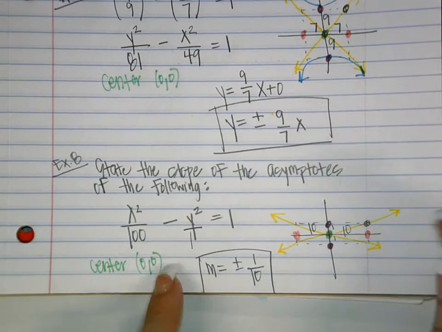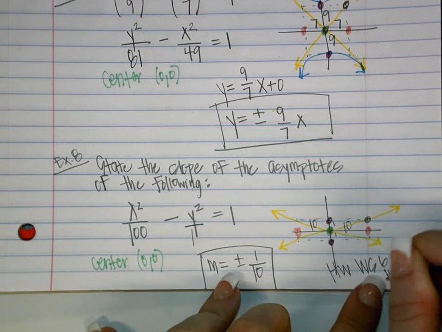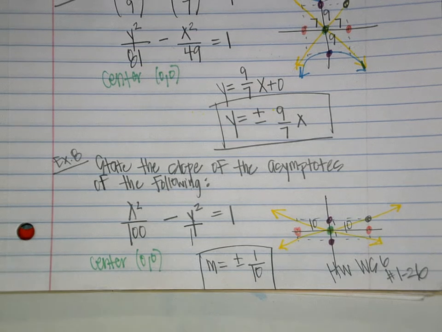Homework is worksheet 6. You're doing numbers 1 through 26, all. Worksheet 6, number 1 through 26, all. Anyone have questions?